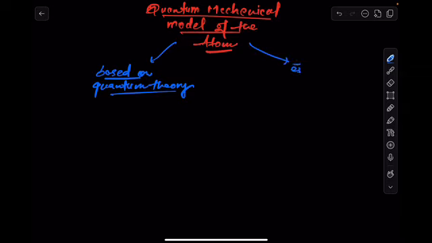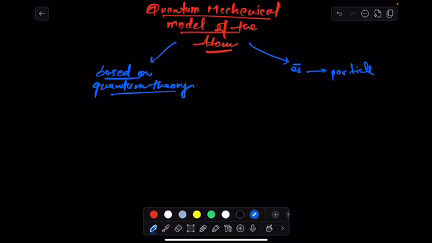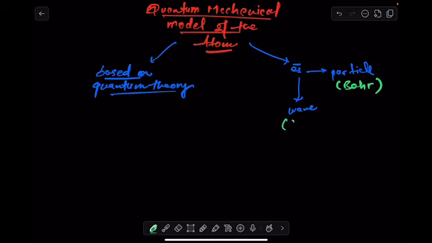Electron is a particle. This is being said by Bohr. But electron is a wave. It is being said by quantum theory.